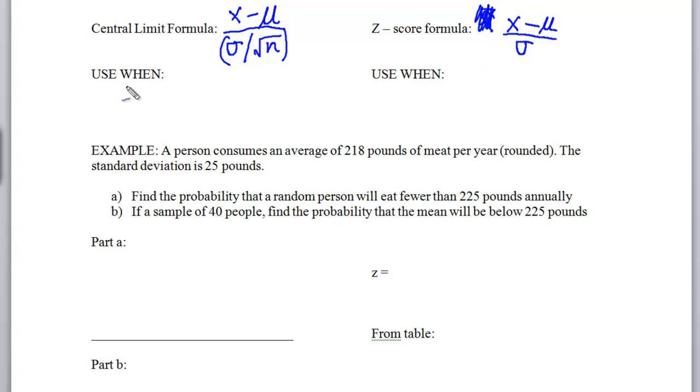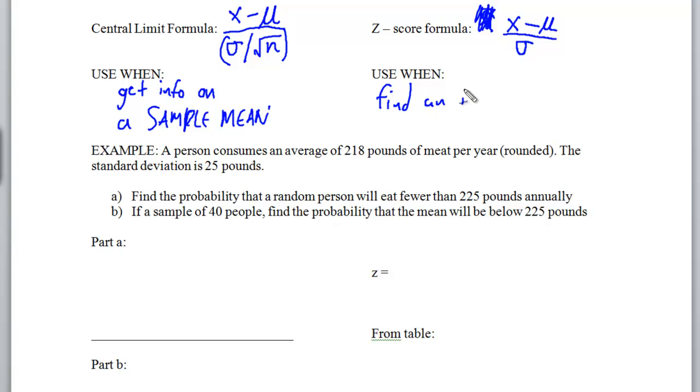You're going to use this formula when you're going to get info on a sample mean. And again, getting used to my new hardware here, so forgive my poor penmanship. We are also going to use this when you want to find an individual data point.